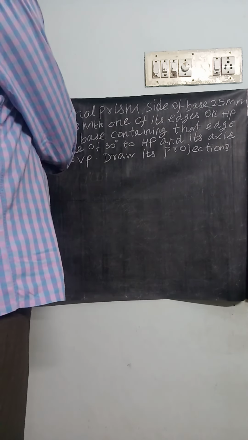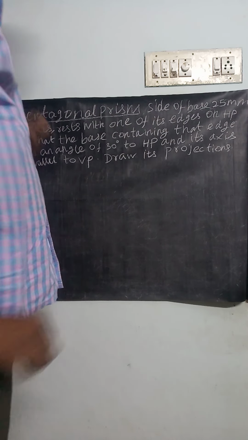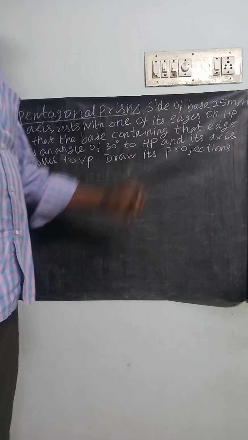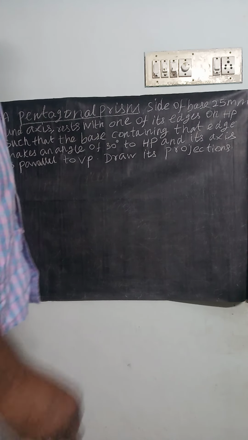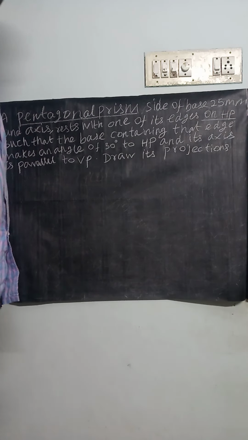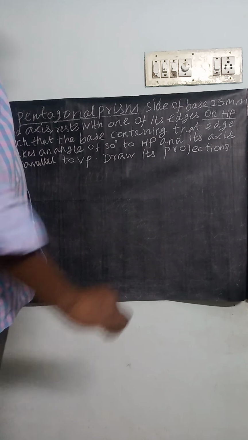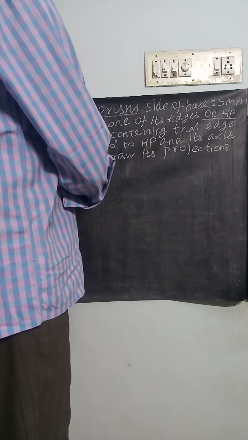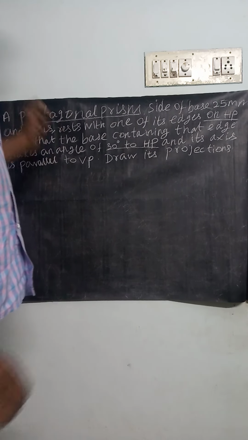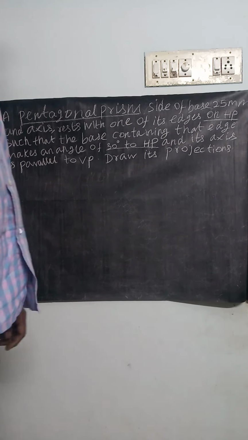Okay, pentagonal prism. Given a side of 25 mm, the axis rests on HP or ground on one of its edges, such that the base containing the edge makes an angle of 30 degrees to HP, and its axis is parallel to VP. Draw its projections. So this is your pentagonal prism. This is one of the sides, this is your corner.